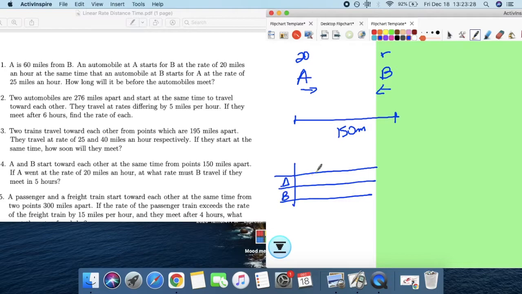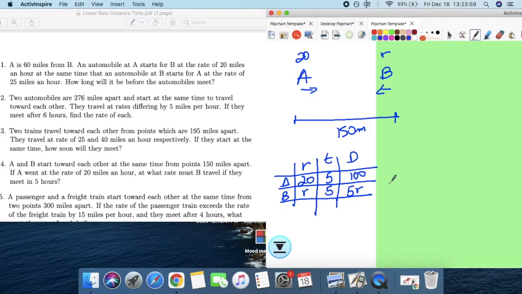A, B, so what's the distance? That's a D. The speed is 20 for this guy. And the other one we don't know, so we'll call it R. The time, we want them to be both traveling for 5 hours. And the distance, so now the D is going to be 20 times 5, which is 100, and R times 5, which is 5R. Right? So we multiply R times T.